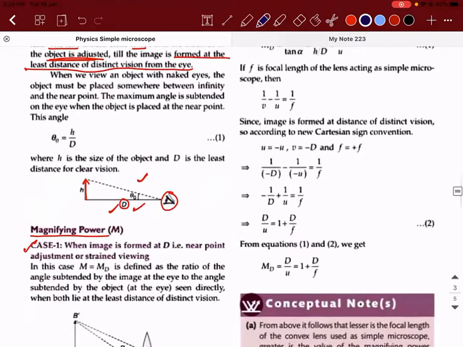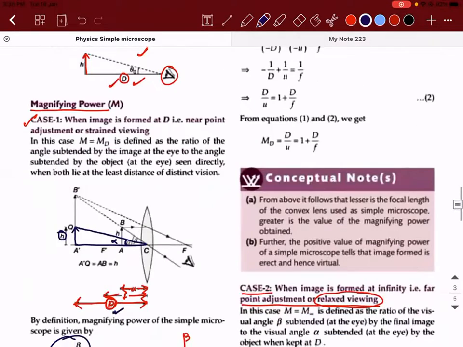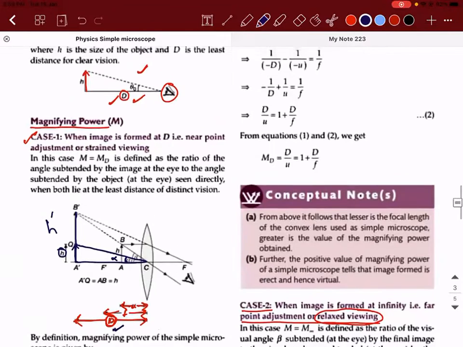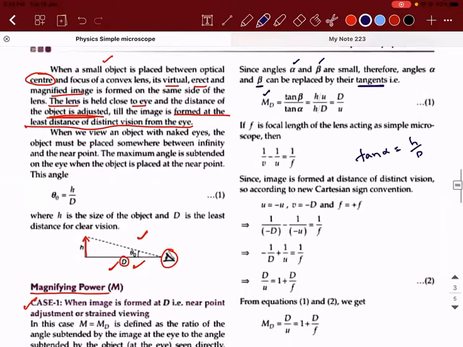So tan alpha is equal to h divided by capital D. Then what about tan beta? Tan beta, if you take it, you look at it and tell me, it is going to be h dash divided by D. Right. So tan beta will be equal to h dash divided by D.